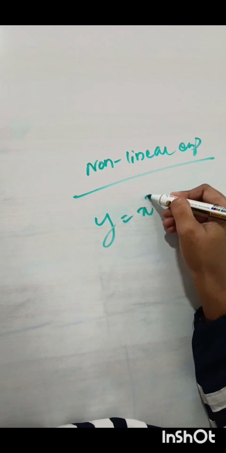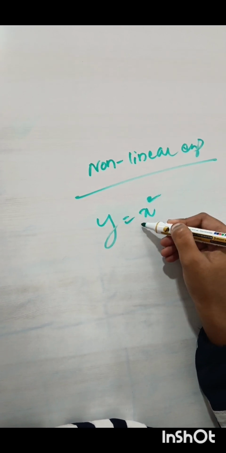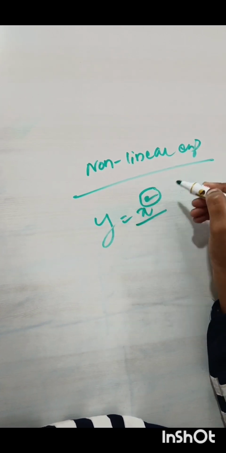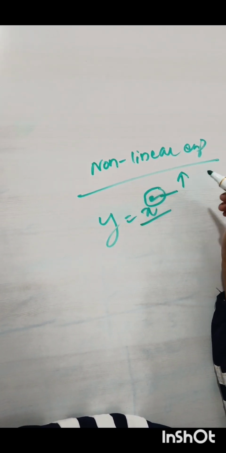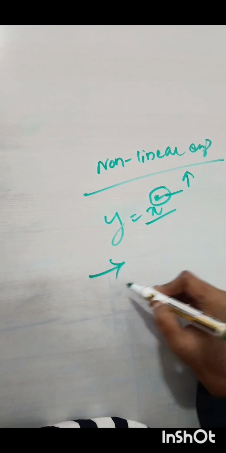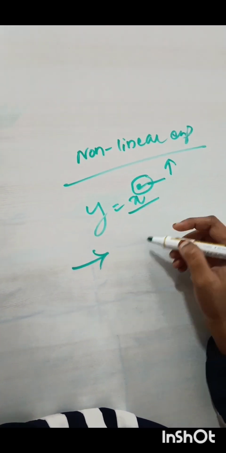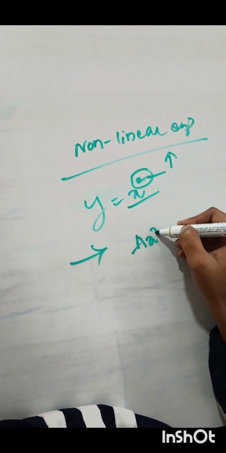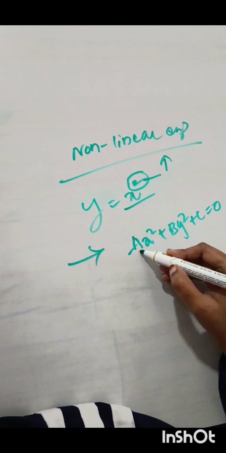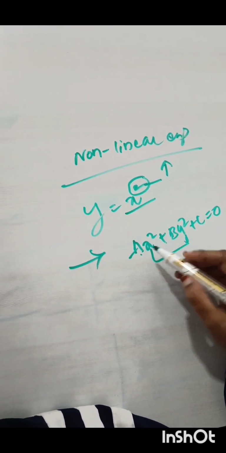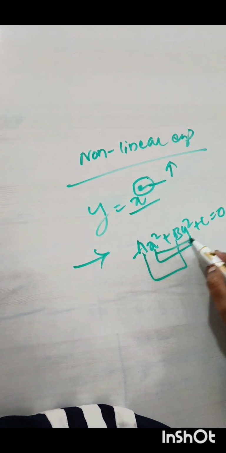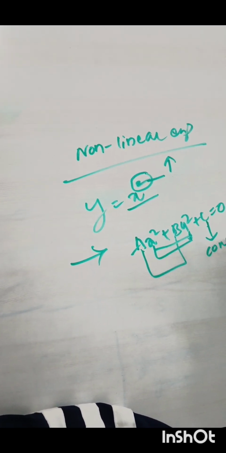Thank you. I'm going to explain about nonlinear equation. Any equation in which the highest power of a variable is 2 or more than 2 is known as nonlinear equation. The standard form of nonlinear equation is ax² + by² + c = 0, where x and y are variables, a and b are coefficients of variables, and c is a constant.